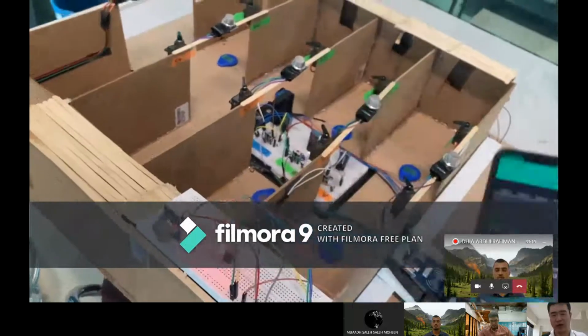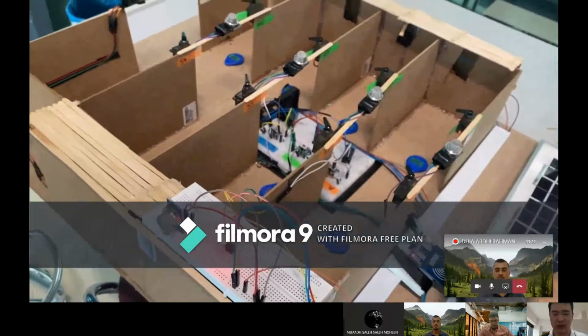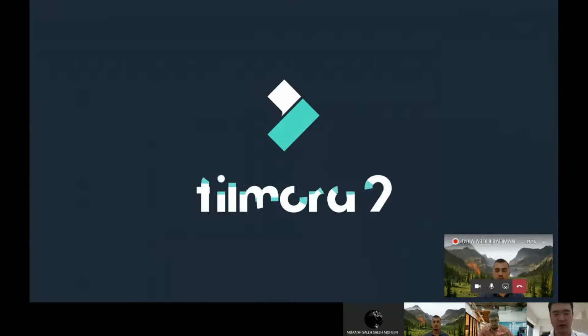Here is the overall graph that we show in the integrated system. Thank you very much.